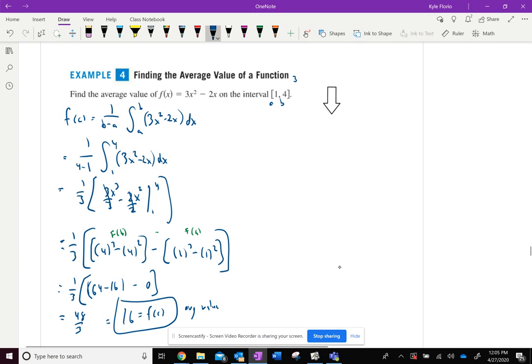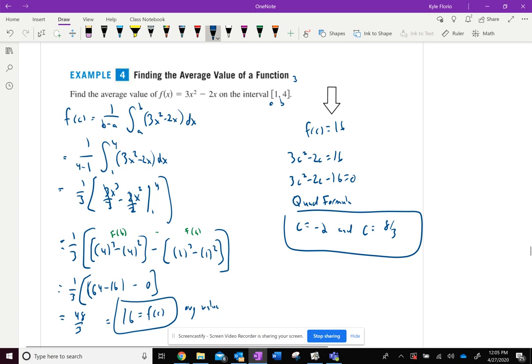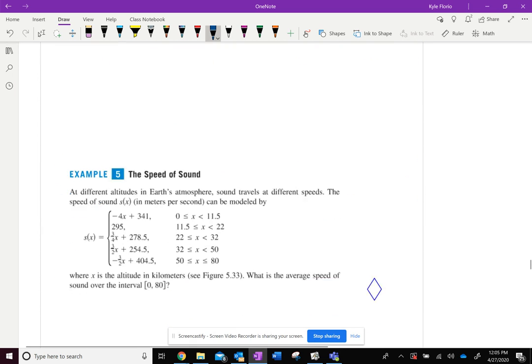So if I want to find that c value, if f of c equals 16, so 3c squared minus 2c equals 16, I would just, to solve this for c, set it equal to 0. You could maybe be able to factor it, but I'm going to use the quadratic formula. And the c values where this happens ends up being at -2 and 8/3 if I wanted to find the c value where it occurs. So this is the average value. It's found at these two points, and that's the average value of a function. That's the mean value theorem of integrals.